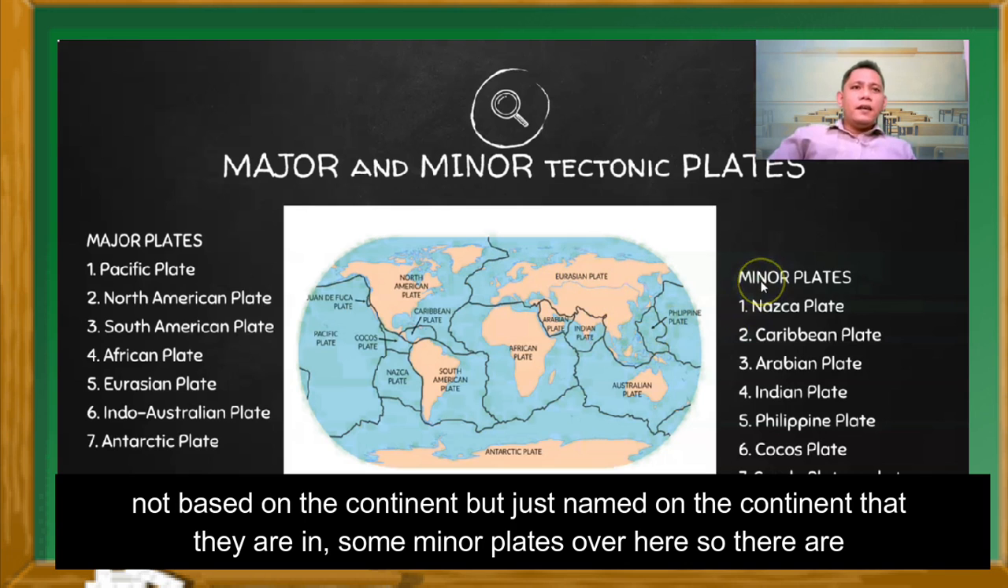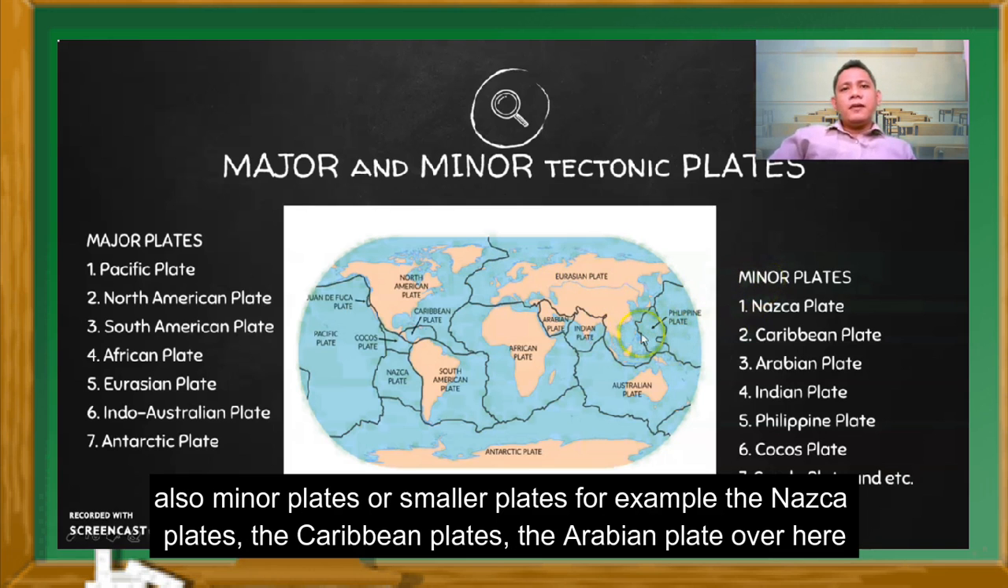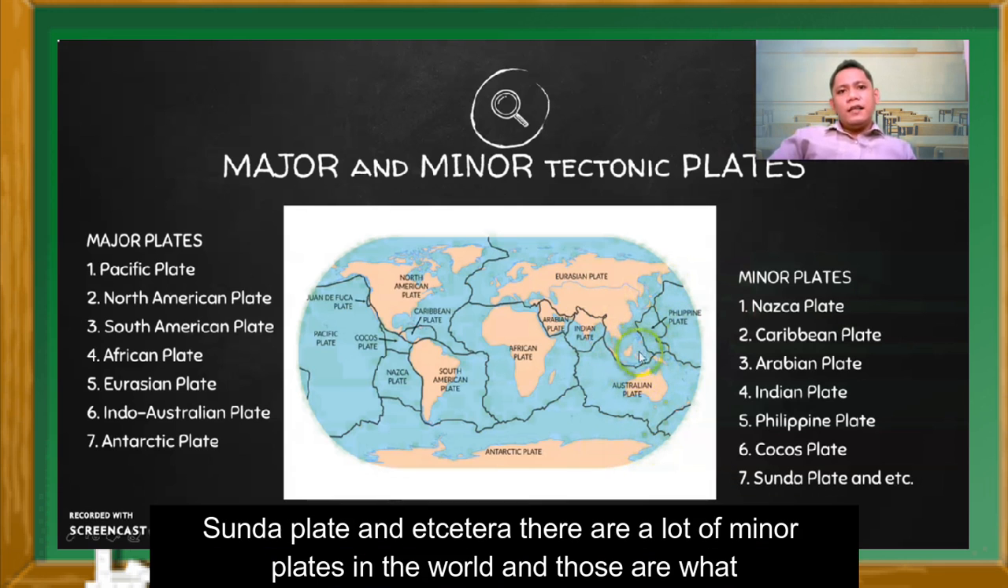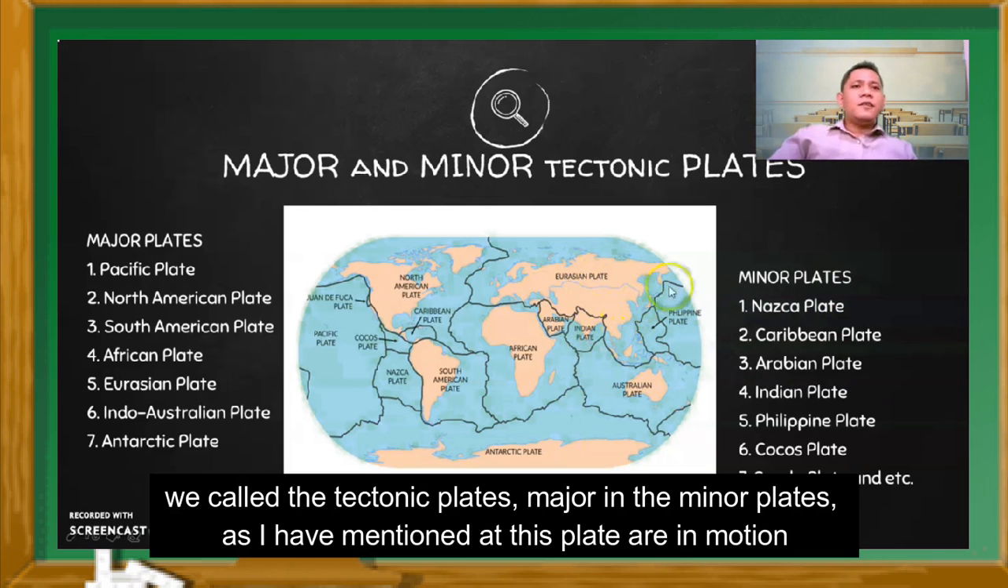Okay. So minor plates over here. There are also minor plates or smaller plates. For example, we have here the Nazca plate, the Caribbean plate, the Arabian plate over here, the Indian plate, and the Philippine plate. And also we have the Cocos plate somewhere up here, and the Sunda plate, et cetera. There are a lot of minor plates in the world. And those are what we call tectonic plates, the major and the minor plates.